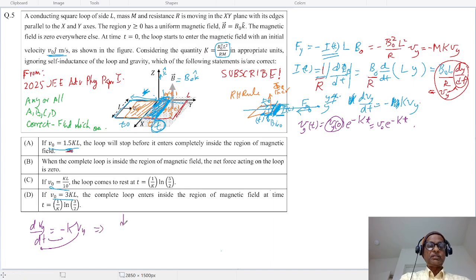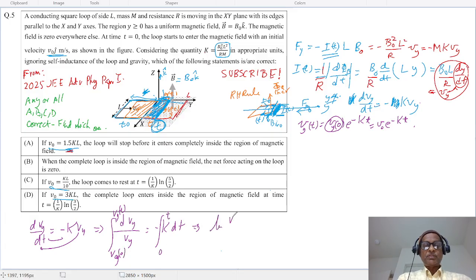So this is just dvy over vy equals minus k dt, and you integrate, from v0 to vy of t, from 0 to t. So that left side is a log of vy(t) over vy(0), and the right side is minus kt minus 0. So this is just vy(t) over v0 equals e to the minus kt, and that's what the answer is.